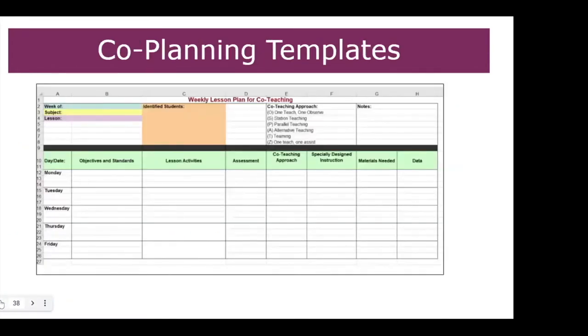So this is the co-planning template that I was talking about earlier, and it is in your resource folder. You can just make a copy of it, and you can add or edit it as you like. It's a spreadsheet format, and it shows all of your lesson components right here. So it's got your objectives, your activities, assessment, your co-teaching approaches, your SDI, and what materials you need. So here you can just link those things into your document, and you can have them right at your fingertips.